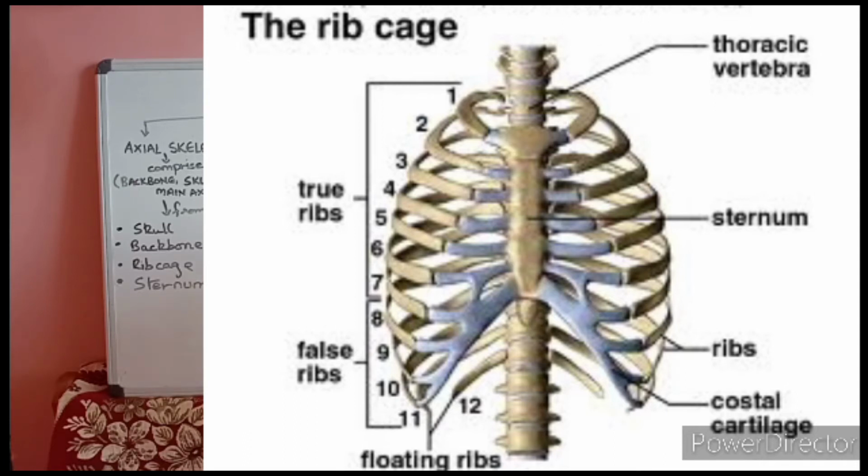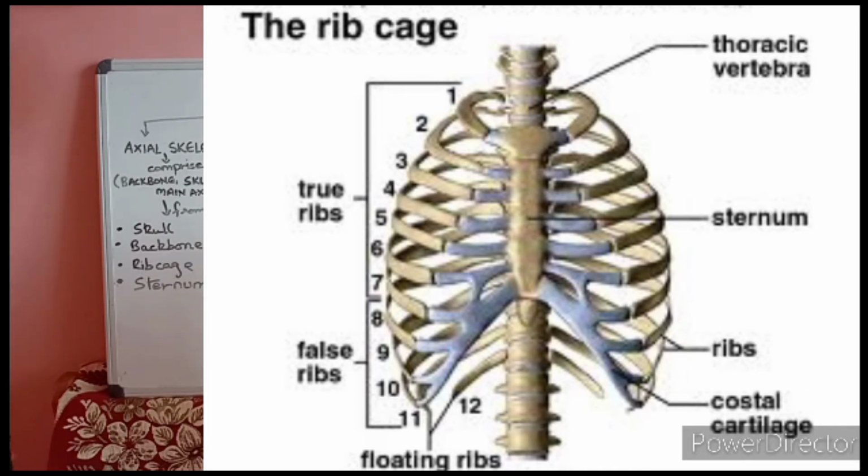The first 7 ribs on each side are joined to your breastbone by cartilage. They are referred to as true ribs. The next 3 ribs are joined to the cartilage of the ribs immediately above. They are known as false ribs. Then the last 2 pairs of ribs are free, so they are known as the floating ribs.